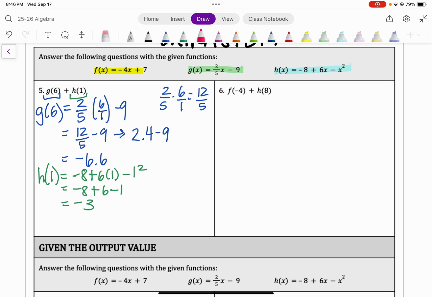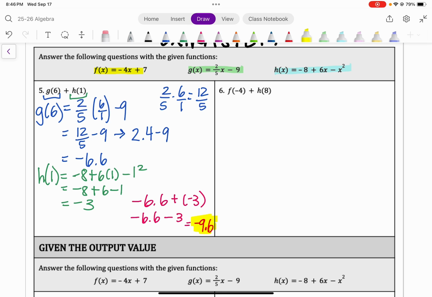And when we add those two together, negative 6.6 plus negative 3, when you add a negative, you subtract, that's negative 9.6 as my final answer.